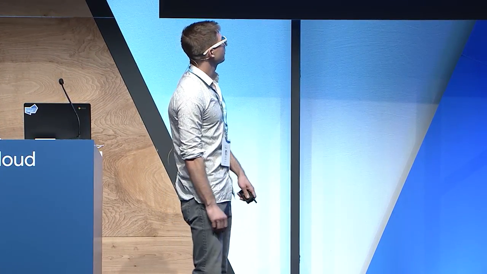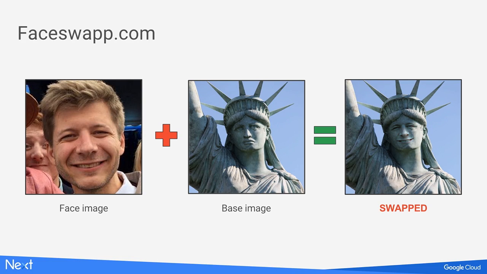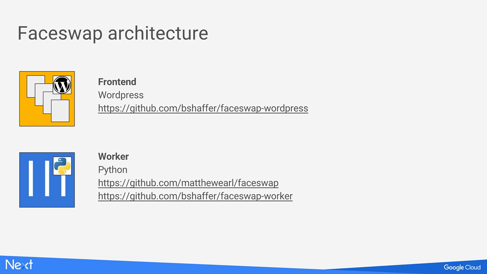To illustrate an application's life cycle across Google Cloud Platform, I've built a small app that will take a face image and a base image, and then swap them. Nothing too groundbreaking here, but all this stuff is available on GitHub in case you want to run it. The architecture is a WordPress frontend, just for kicks, and the backend is a Python script that I found on GitHub, and that's been containerized into a worker type backend. This is supposed to represent a pretty standard, really basic microservices style setup.